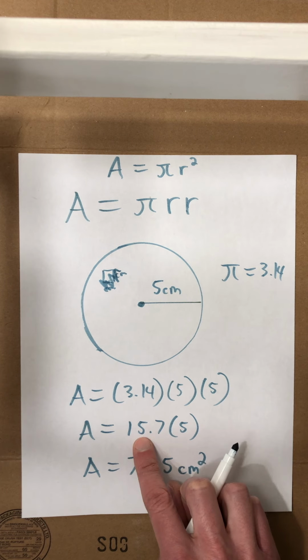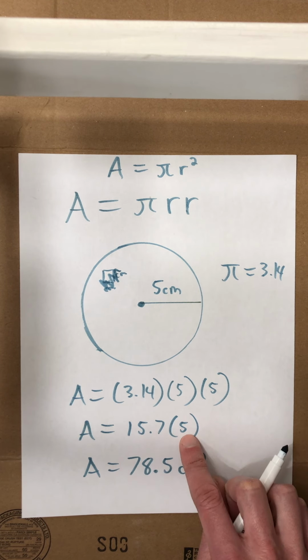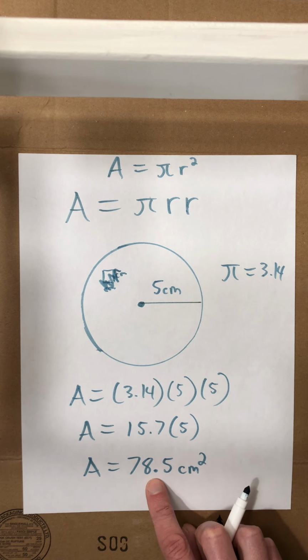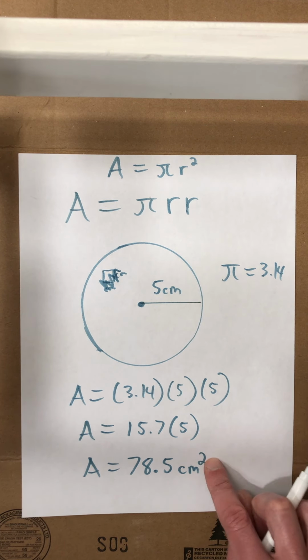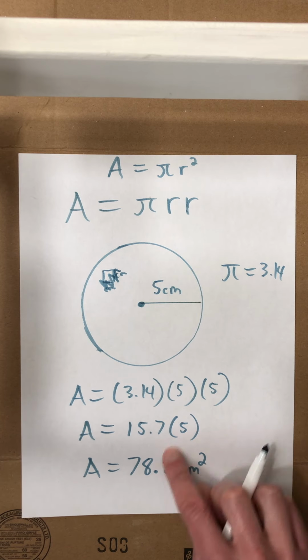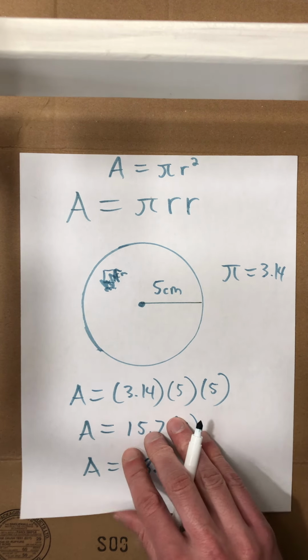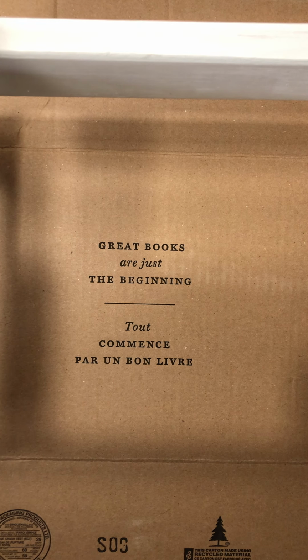3.14 times 5, that's 15.7. And we multiply it by 5 again. And now we have area is equal to 78.5 centimeters squared, and there's that squared again. Because remember, anytime we're finding area, we have to have square units. So let's take a look at a couple of example questions here.